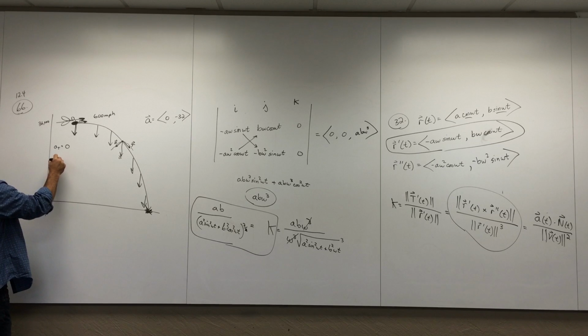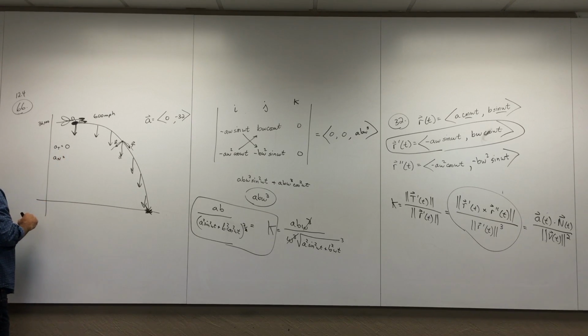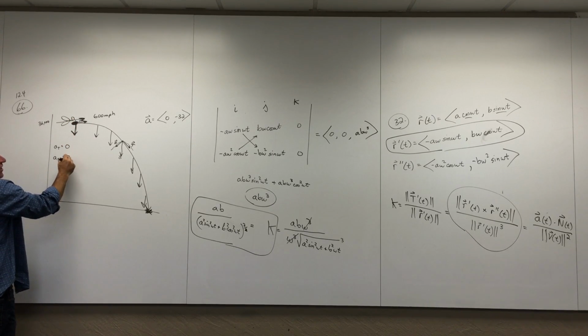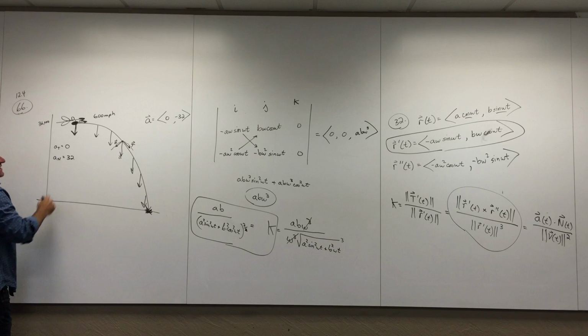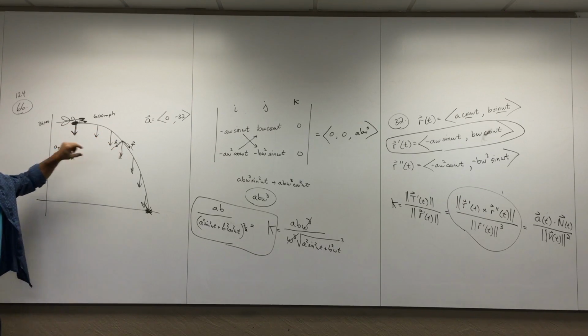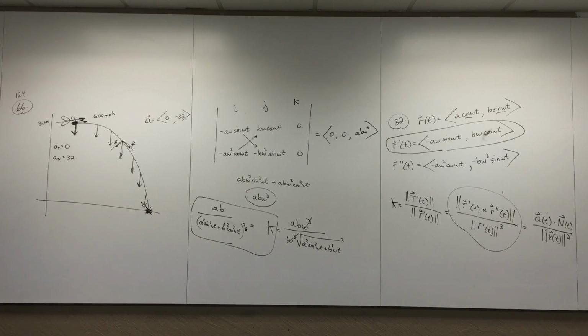How much would AN be at this moment? 32. I think I'd call it 32. It's the normal component of acceleration. I don't think I want to call it negative, but it's 32 units in the normal direction, which is on the concave side of the curve. I don't think I want to use the negative there. So all the acceleration is straight down. I mean, we know that.